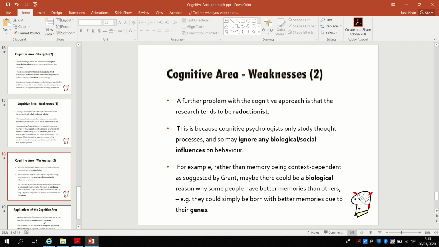So make sure you've got all of those strengths and weaknesses written into your booklets, and make sure you've done that little assignment for me, which is how Grant's study links to the cognitive approach. And once you've done that, and you've got everything copied and filled in, you can ask me any questions you may want to on Google Meet.